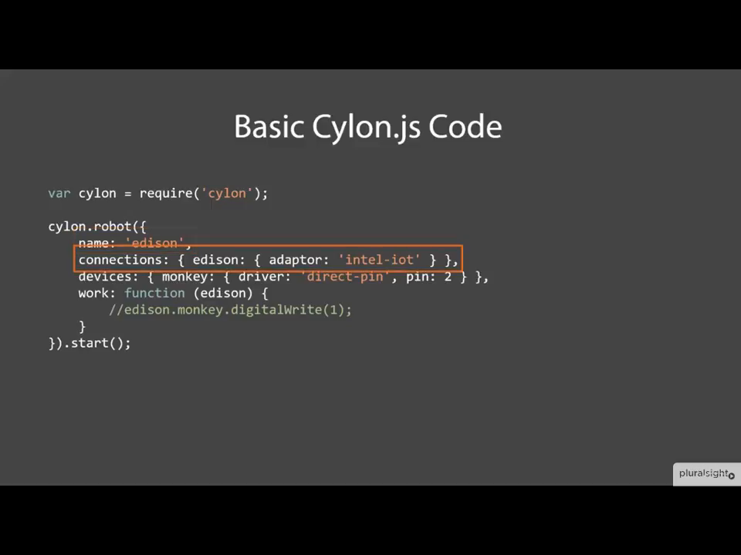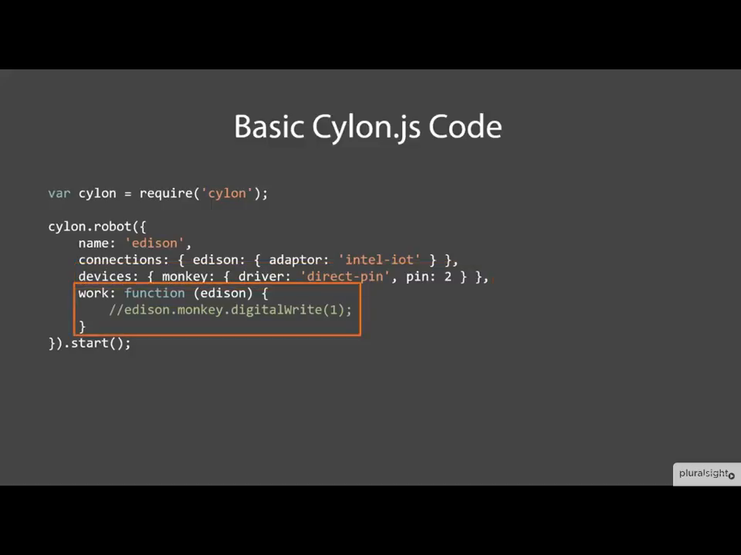I'll use the Intel-IoT adapter to talk to the board. I'll define a single device using the basic direct pin driver. I'll mark that it's pin 2, and I'll call this monkey. This is actually our relay that we have plugged into pin 2, but logically, as far as our code is concerned, it's the monkey, so it makes sense to call it that. When the pin is high, the relay closes and the monkey animates. When it's low, the relay opens and the monkey goes silent.